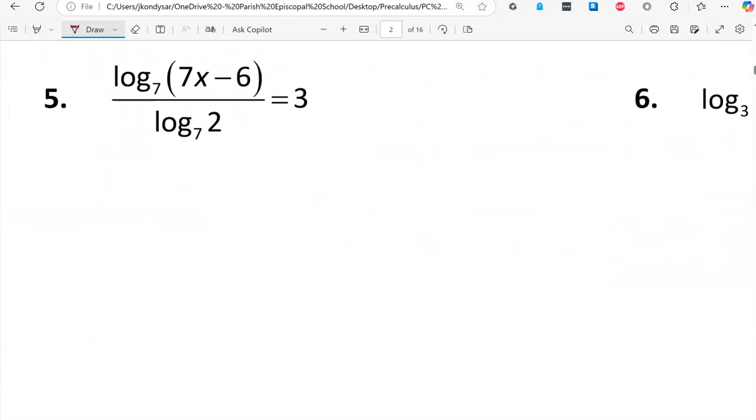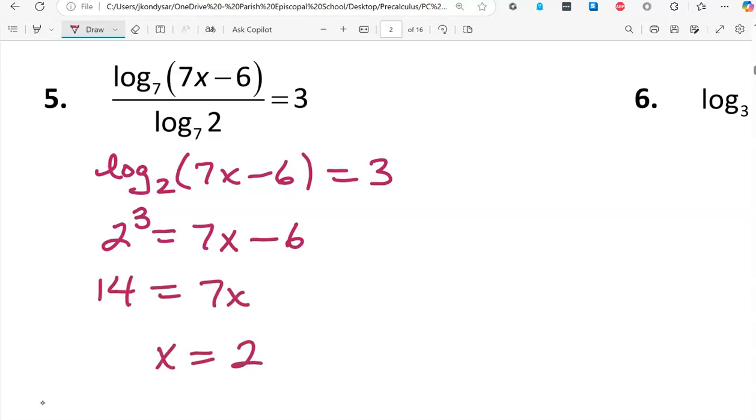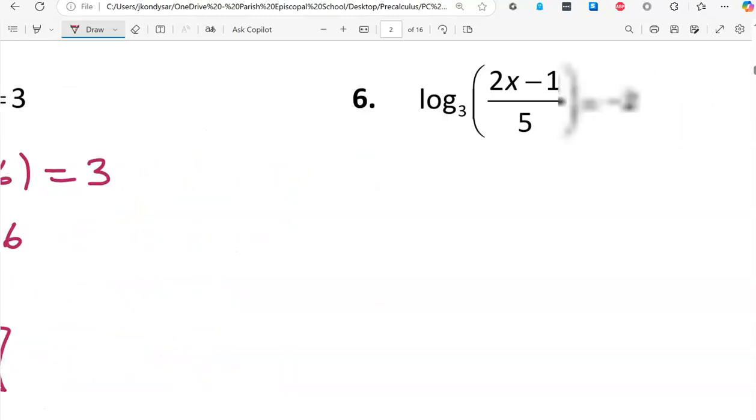All right, in number 5, we have what looks like a change of base, so we can just change the base back to log base 2 of 7x minus 6 is equal to 3. And so in exponential form, that's 2 to the 3rd power is equal to 7x minus 6. 8 plus 6 is 14, so 7x is equal to 14, and x must be 2. Not necessary to check this one since we only have one log with a variable argument in it.